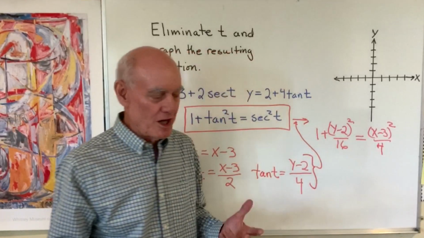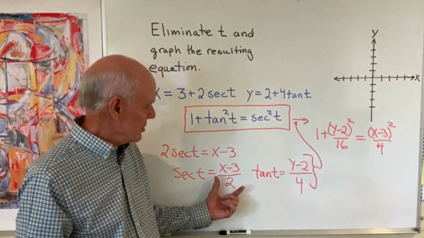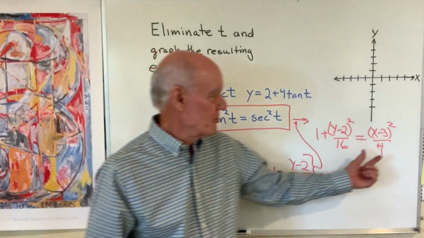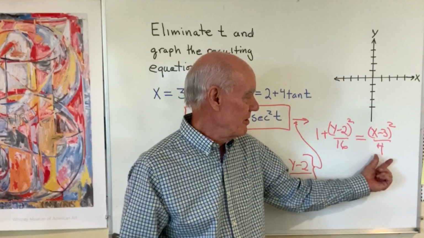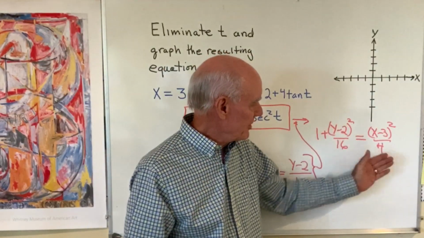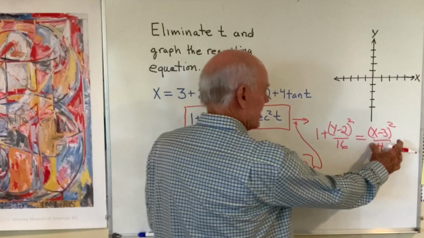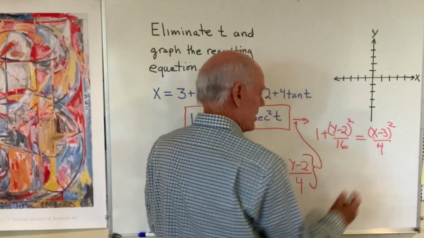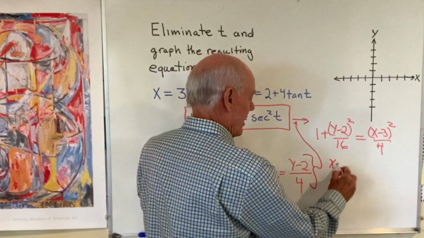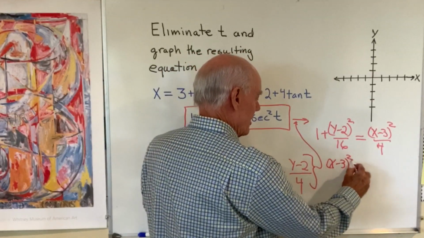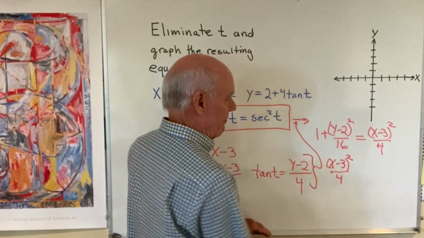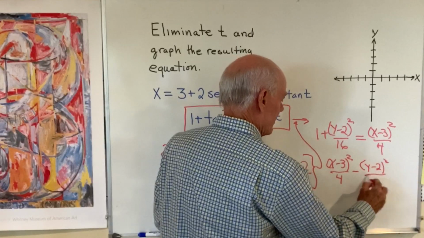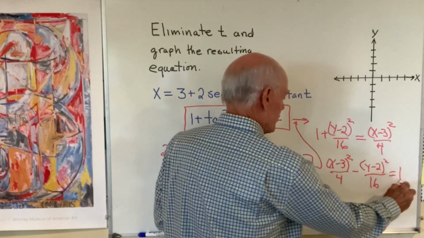So I kind of did two steps at once because secant t is this, so it's this quantity squared right here, which is the numerator squared divided by the denominator squared. So x minus 3 squared divided by 4. Now let's rewrite this in a little different form. I'll take this right here, leave it where it is. I'll subtract this expression from both sides, and I'll have my equation. So when I'm done, it'll be x minus 3 squared divided by 4 minus y minus 2 squared divided by 16 is equal to 1.